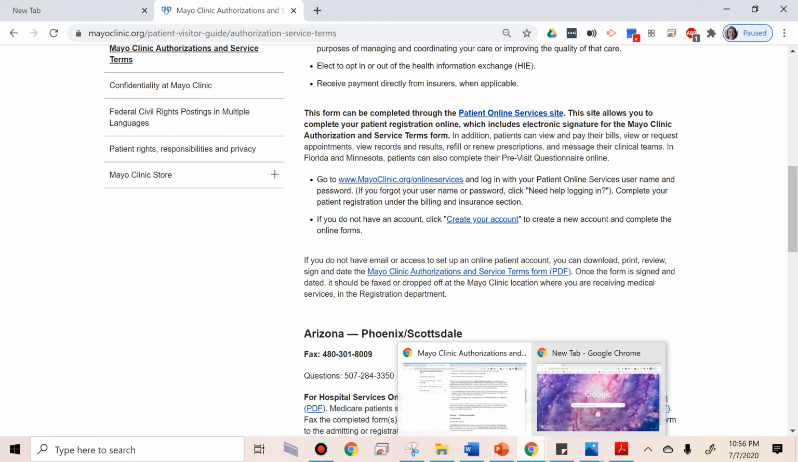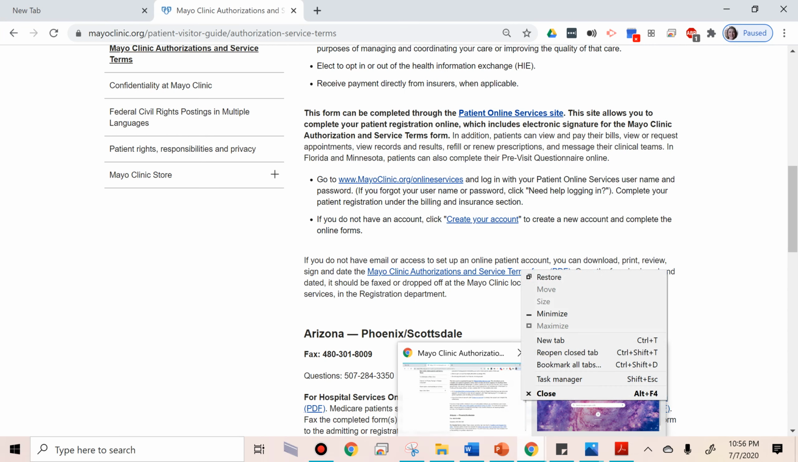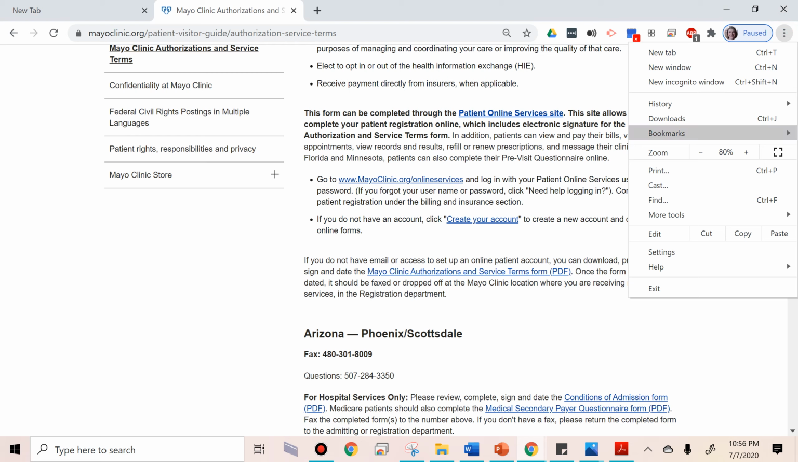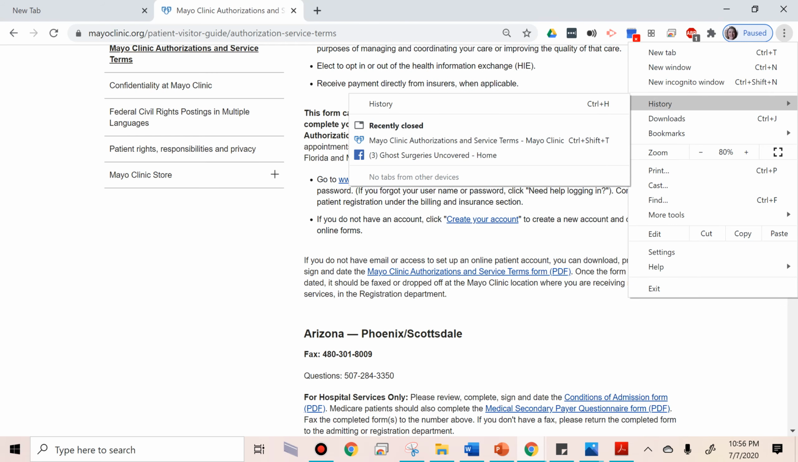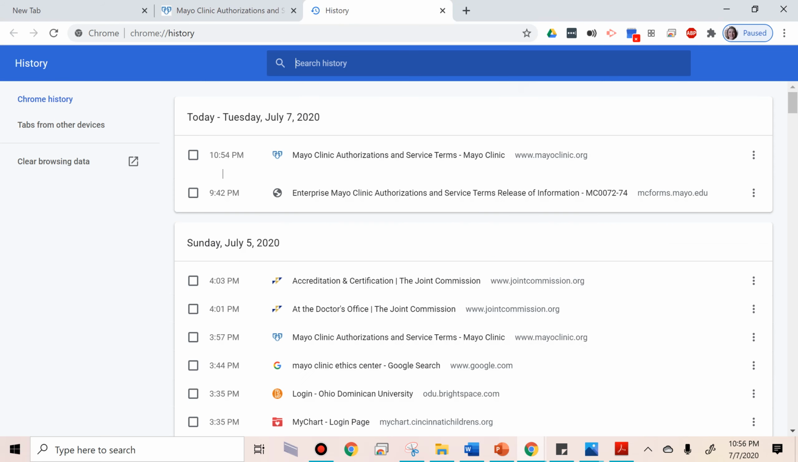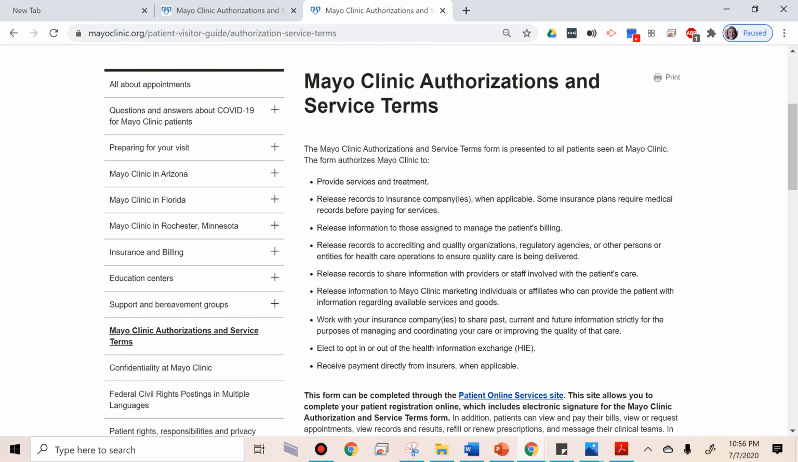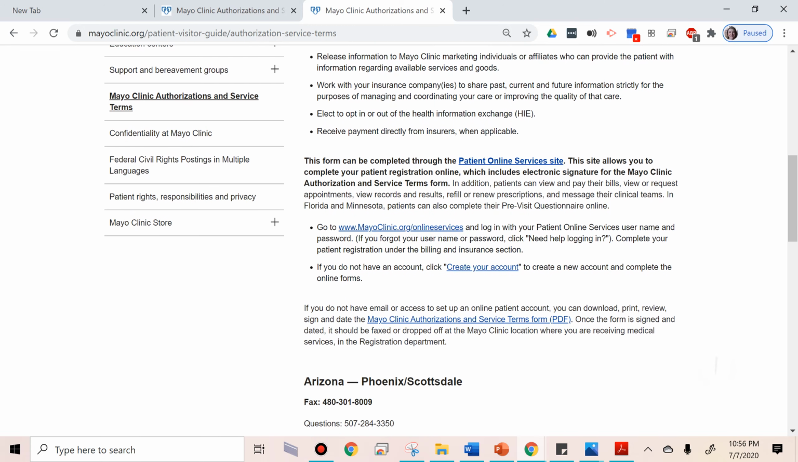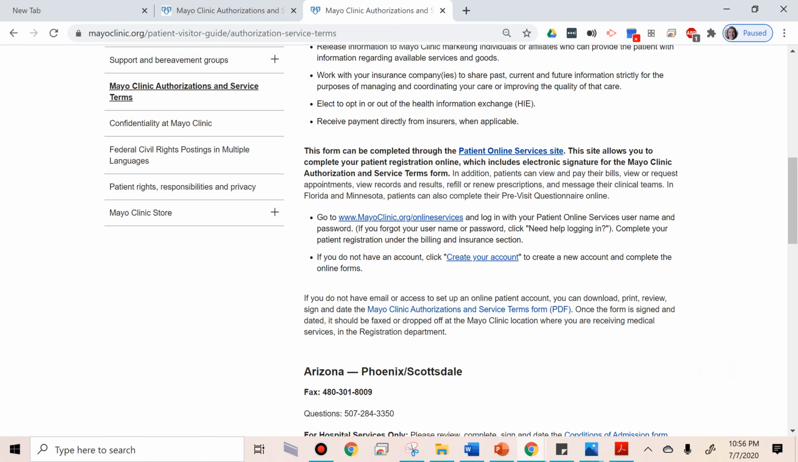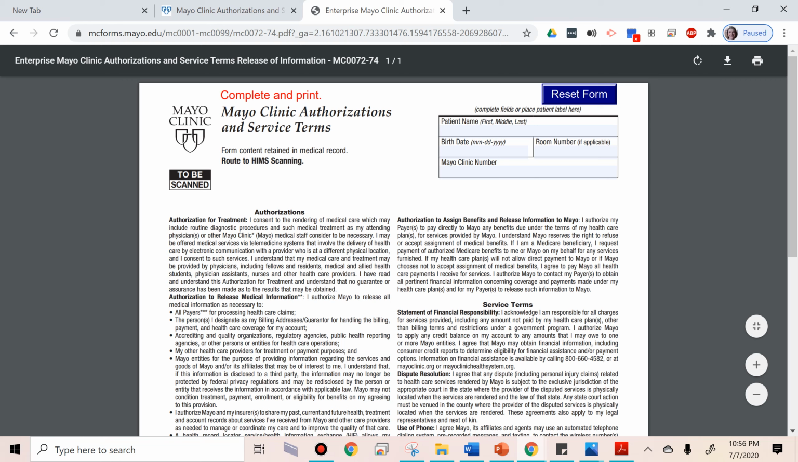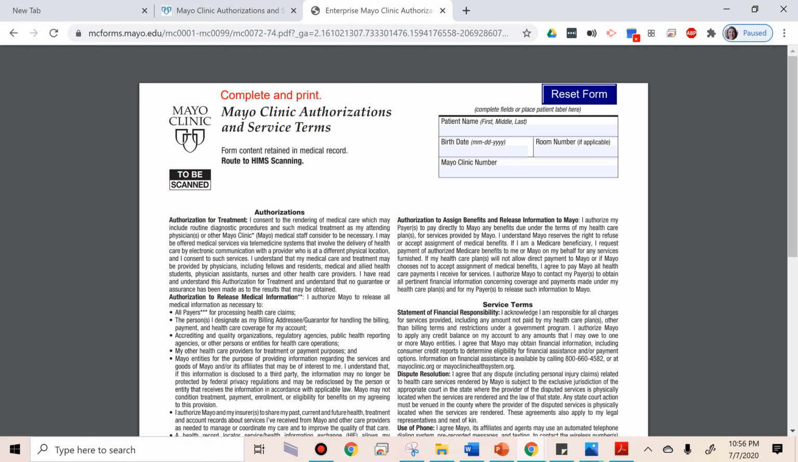So I'm going to go back to my browsing history again, because now what I want to show you is that this is the exact same link to this Mayo Clinic authorizations and service terms. Yet now when you go down and you click on the form, it looks completely different, after I've come out to say that we're going to be talking about forms.